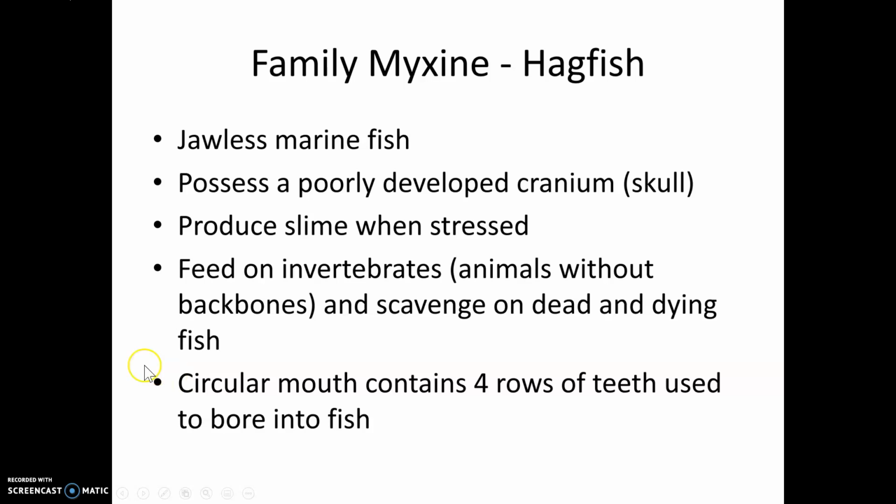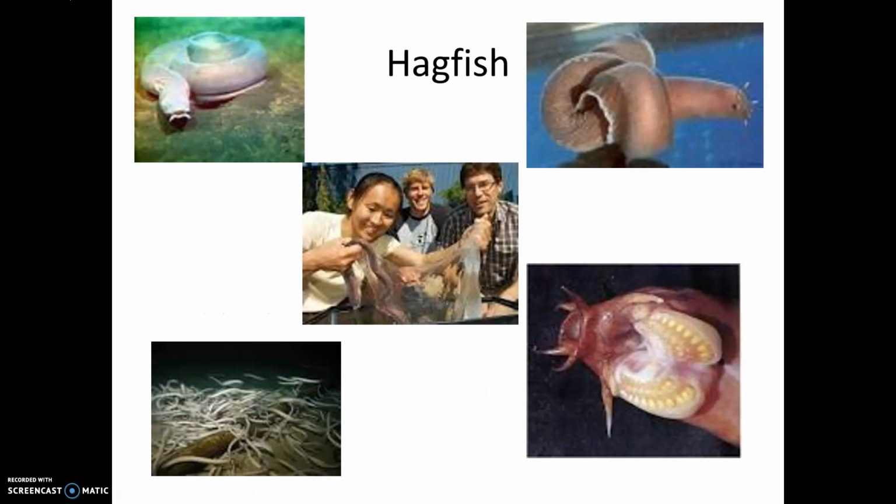So here's the truly terrifying part here. It contains 4 rows of teeth used to bore into the fish. So this type of fish do only feed on invertebrates and scavenge on dead animals, but again, they have that circular mouth with those 4 rows of teeth that are used to eat and get into that fish. We did see an example of this when we were taking a look at our deep ocean. So here we can see our deep ocean. These are a ton of different hagfish that live here, eating up a dead animal at the bottom of the ocean. But again, we can see those 4 rows of teeth and that circular mouth that is going to be used to bore into their prey.